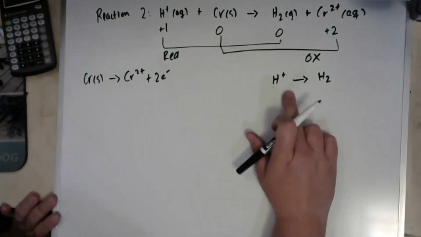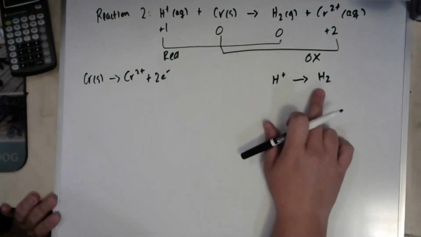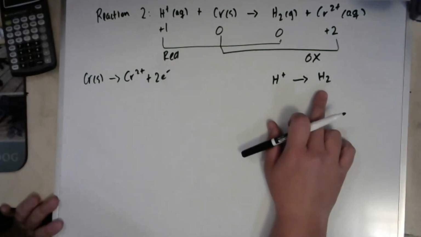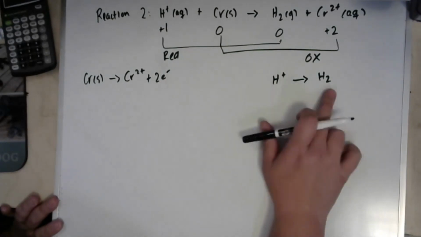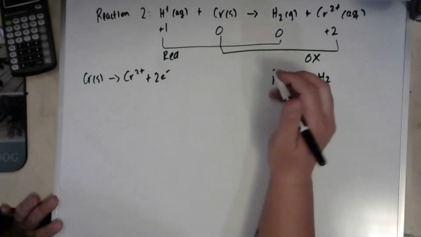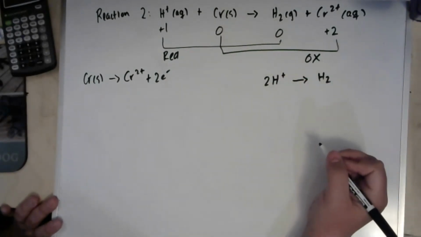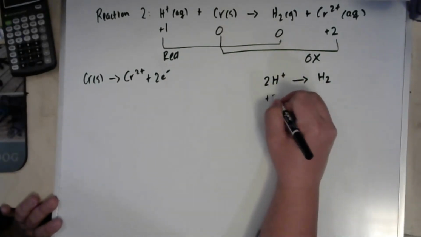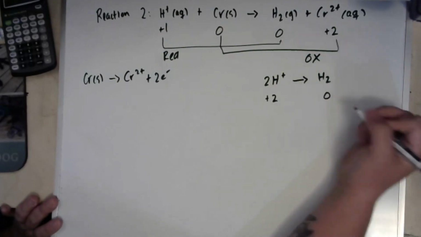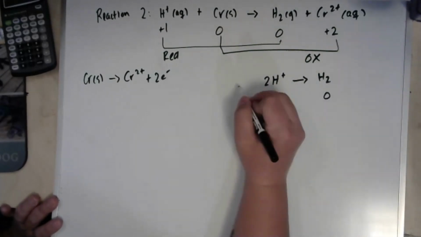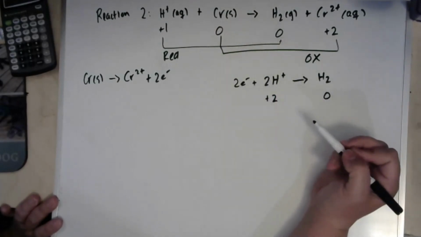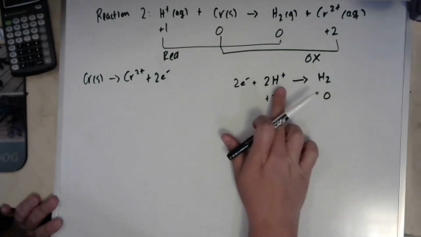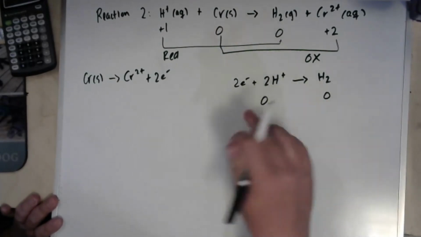Okay, when I come over here, the only elements that are in this half reaction are hydrogen. So I'm going to need to add another hydrogen ion to this side to make my hydrogens equal. Right? Now I have a +2 charge over here, and I have a 0 charge over here. So I'm going to need to add 2 electrons to my reactant side to make my charges 0 on both sides.